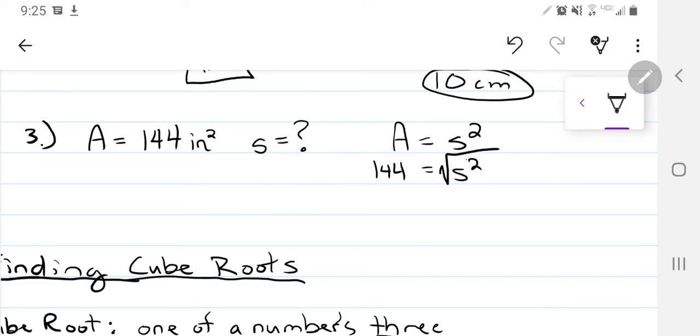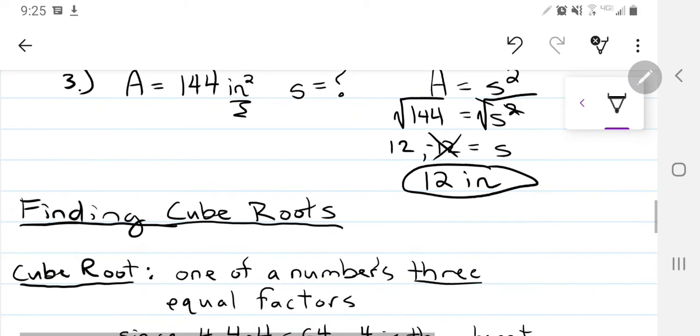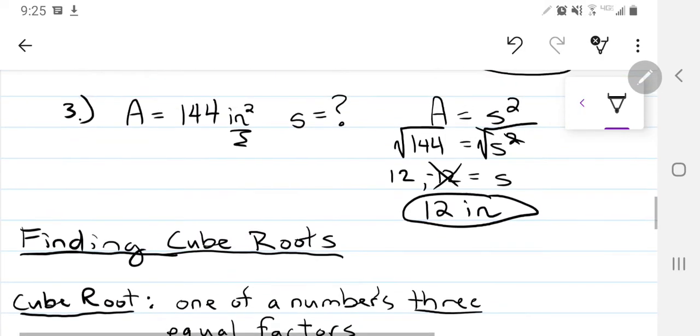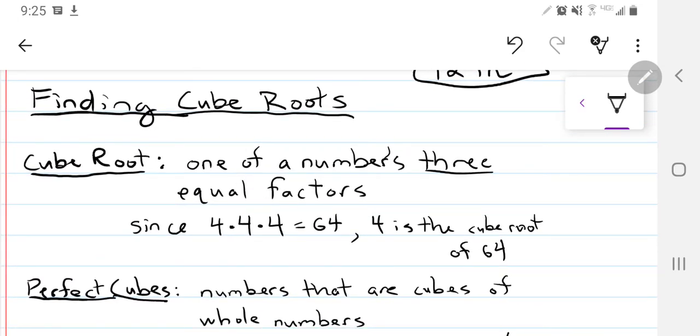Okay, we're going to isolate this s, get rid of that little squared by doing the inverse operation. We get s by itself. Square root of 144 gets us 12 and -12. But since we're doing it for a square, we don't need the negative answer. It was inches squared here, so this answer for side length is just going to be regular inches, 12 inches. All right, moving on. If that went too fast, rewind it. Go back. All right, and watch it again.